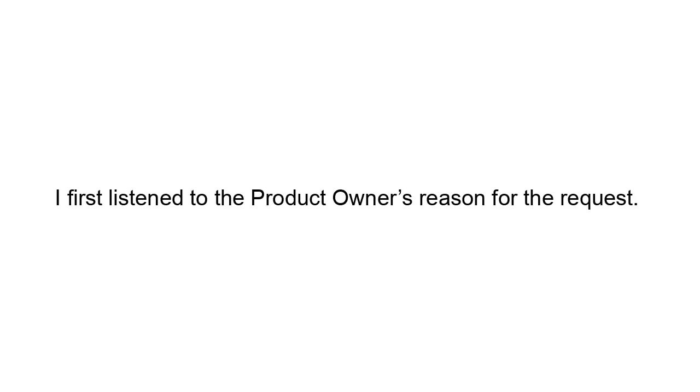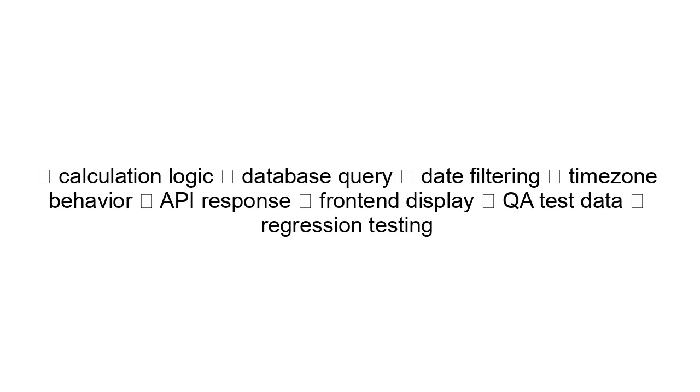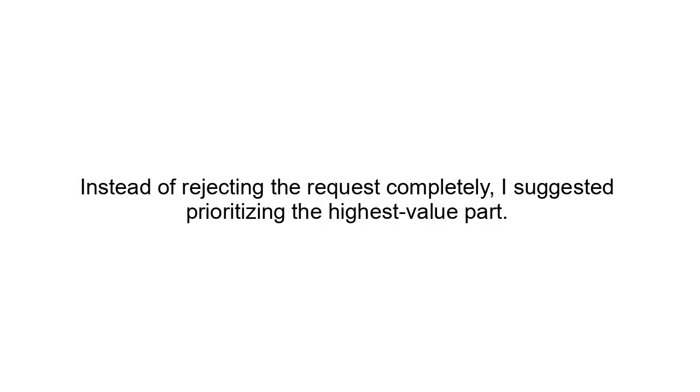Action: I first listened to the product owner's reason for the request. Then I reviewed the impact. The new functionality affected calculation logic, database query, date filtering, time zone behavior, API response, front-end display, QA test data, and regression testing. I explained that adding everything immediately could put the original sprint commitment at risk. Instead of rejecting the request completely, I suggested prioritizing the highest value part.